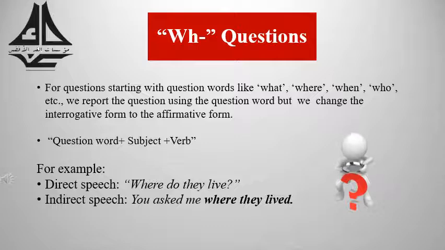For example, where do they live? If we want to change it to reported speech, then it becomes you asked me where they lived. So we wrote the WH word, which is where, plus the subject, which is they, and then the verb is changed from present to past. It becomes lived.